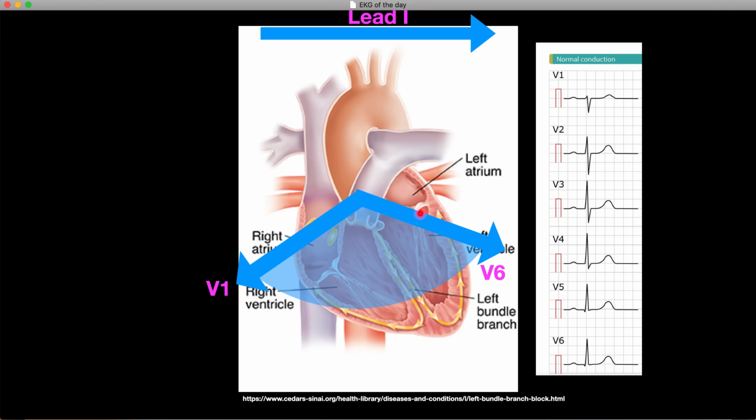So rather than getting a complex that goes away from the heart, like you normally look at if you look at lead V1 there, the normal complex goes down away from lead V1, which hopefully you can kind of see.